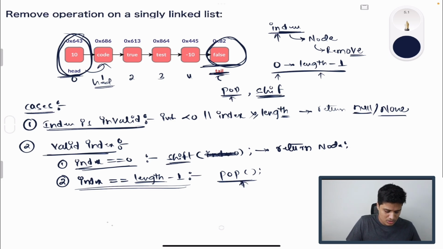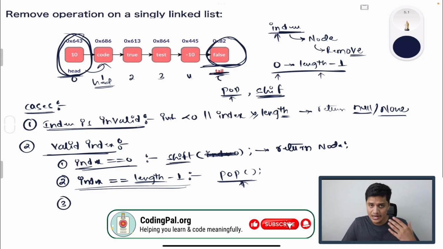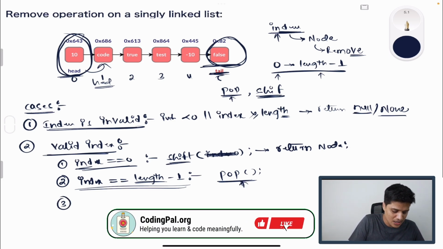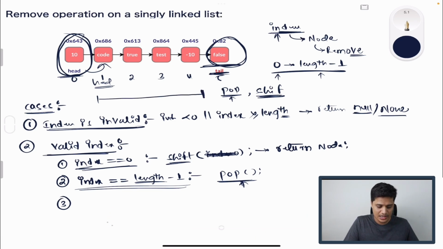Okay, now the third scenario in the valid case is basically if the user passes any index from 1 till the last but 1th index. In that case, what we have to do is we have to make sure that we are deleting the node at the index that is given by the user. And now I will explain to you what exactly is the algorithm that we follow.